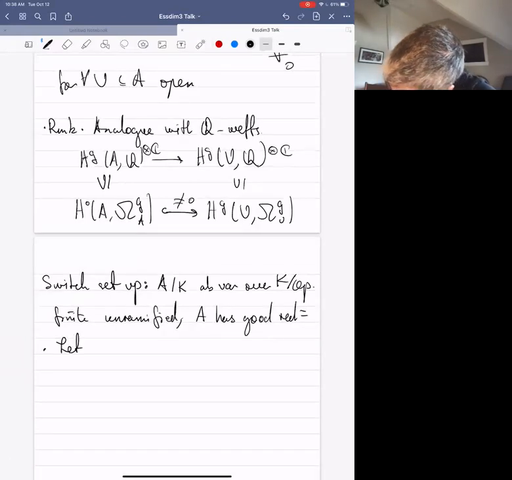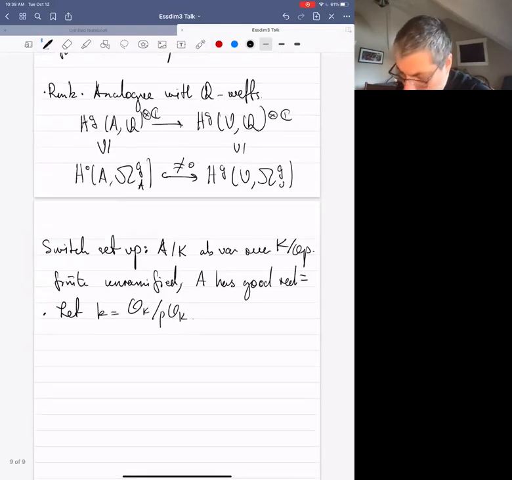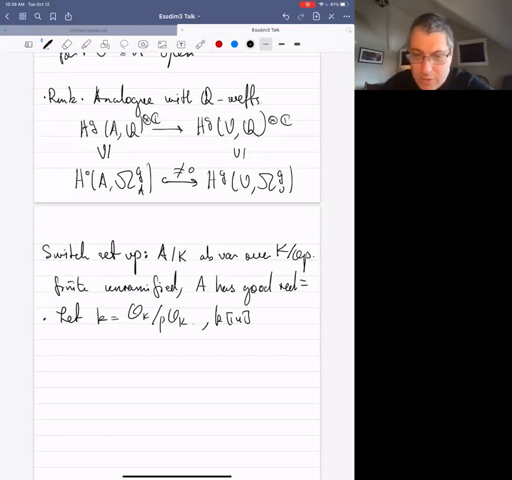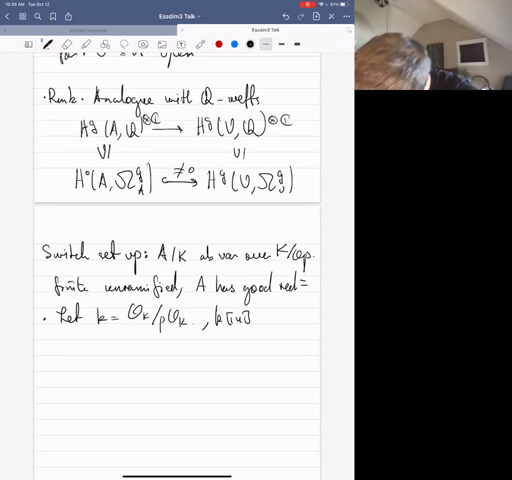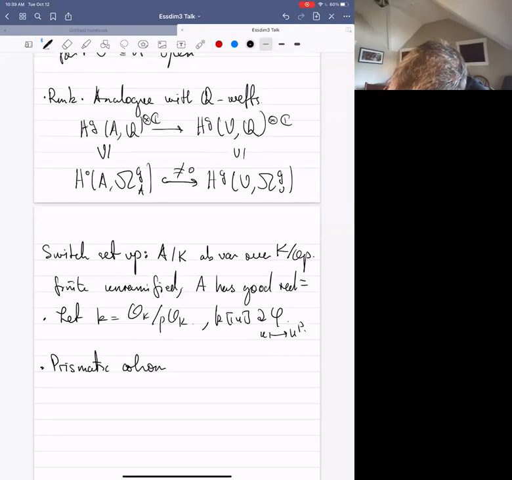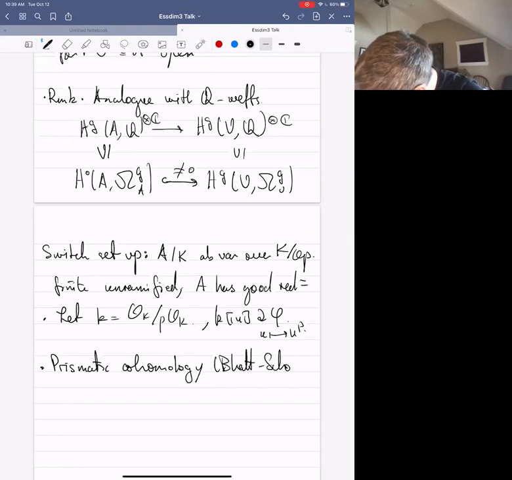And so then K has a ring of integers, and I'm going to put little k as the residue field of big K. And I'm going to be looking at the ring of power series in one variable, which I'll call U, over little k. And this is, of course, equipped with an absolute Frobenius. Okay. And so what I'm going to use is a special case of the prismatic cohomology that was introduced by Bhatt and Scholze a couple of years ago.